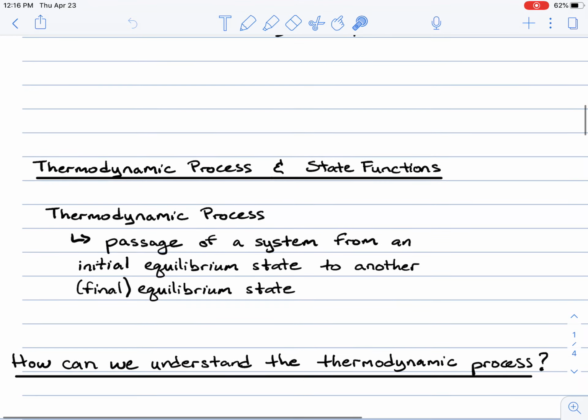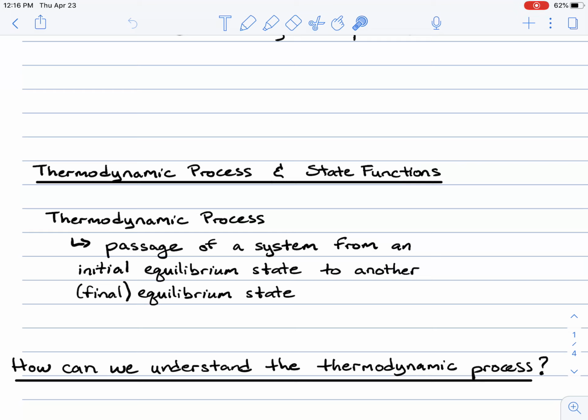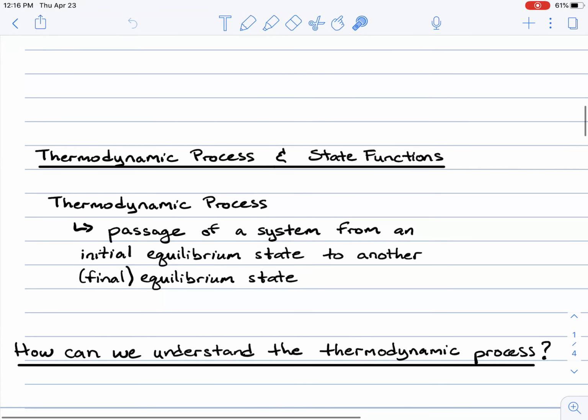And so one way that we can understand this thermodynamic process is simply saying, okay, well, forget understanding all the different microtransactions occurring inside this chemical reaction. Let's just focus on the initial equilibrium state and the final equilibrium state. And by comparing both the final and the initial equilibrium states, you get an overall understanding of the thermodynamic process that occurred in that chemical reaction.